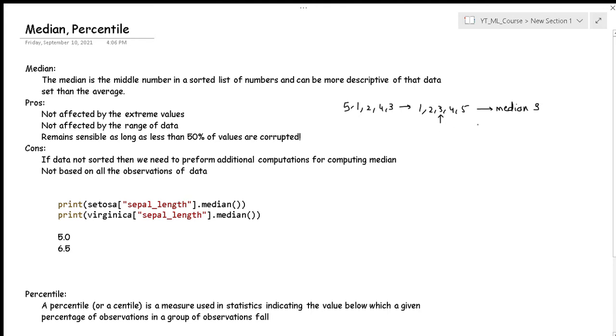Okay, if I had an even number of values, then what would I have done? I would have taken the average of the two middle values, right? So that's just a small point to remember. Now this is median. Now what are the pros and cons?